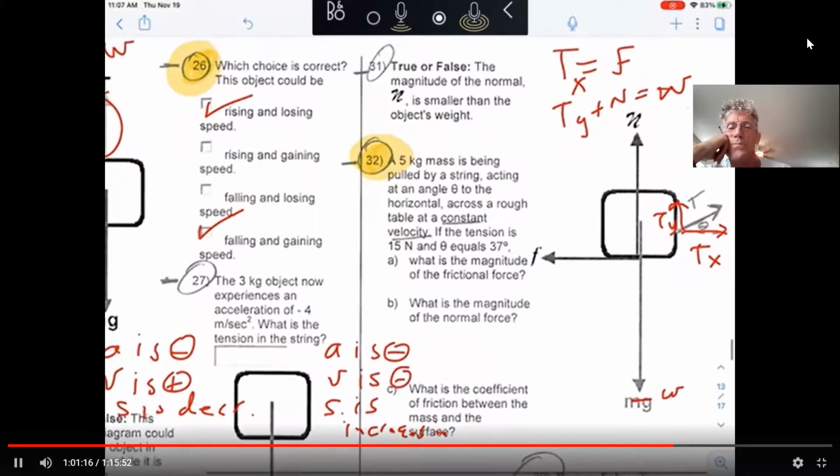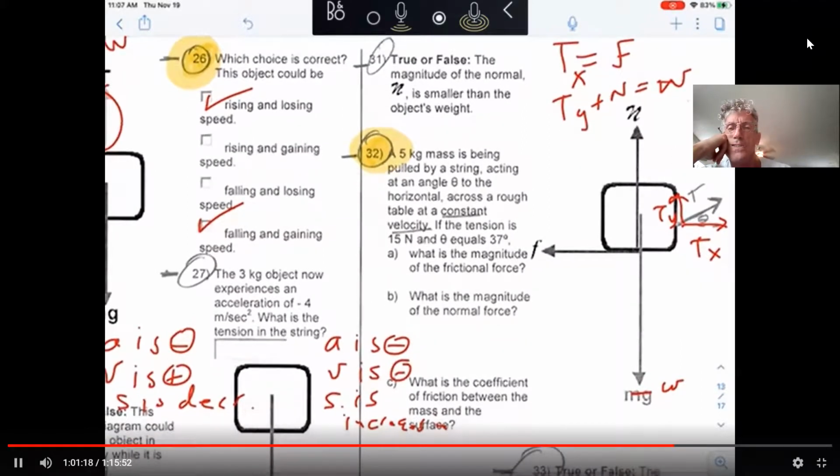So what's the size of the magnitude of the frictional force? It's going constant speed. It has to equal the Tx on the other side. Look at your diagram. Friction has to equal Tx. So Tx is 15 cosine of 37, T cosine theta on your equation sheet. So we can calculate on our calculator.